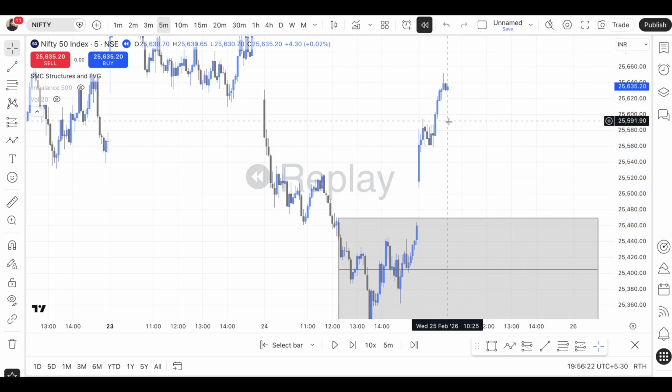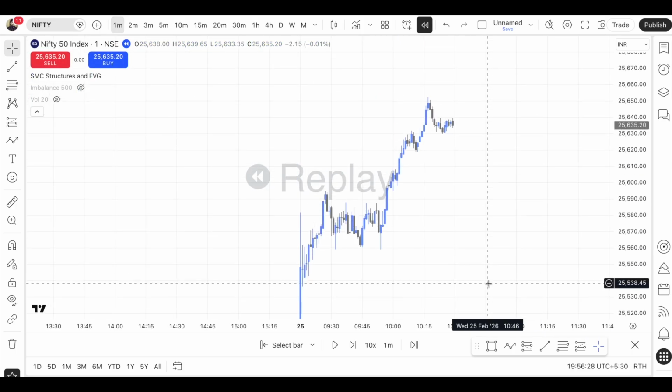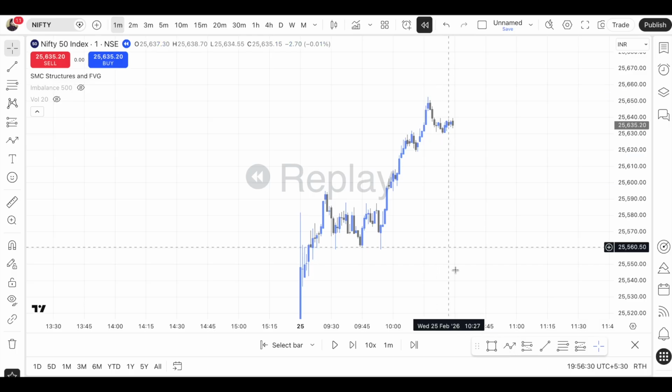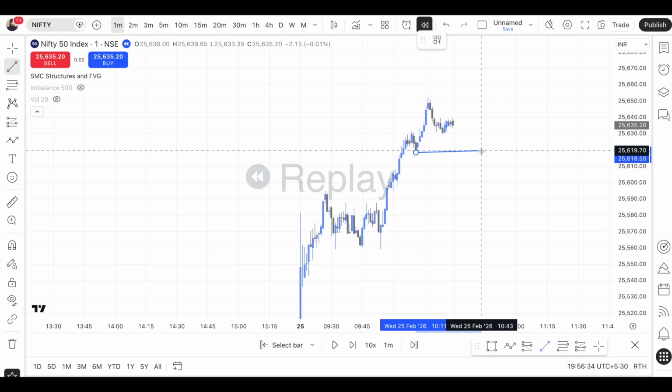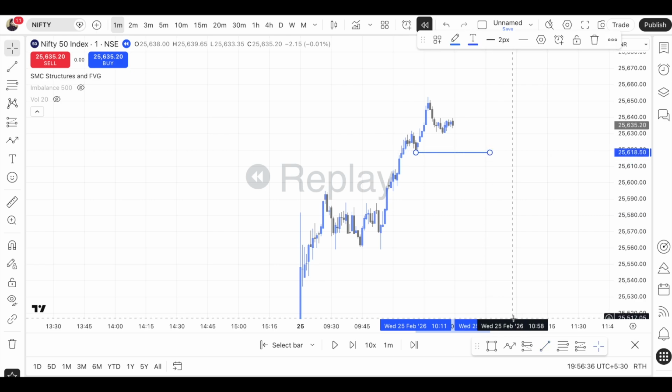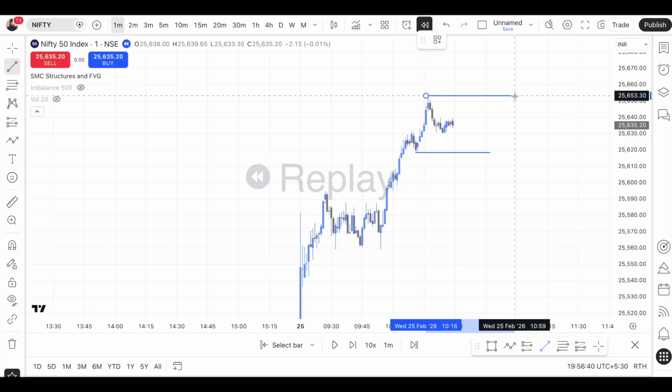This is the market at 10:30. I'll switch to the 1 minute time frame to give you even better clarity as to what rejection means. If you see the internal structure here, what you can simply do is draw a line here. Okay, this is the last swing point low. This is the last swing point high.